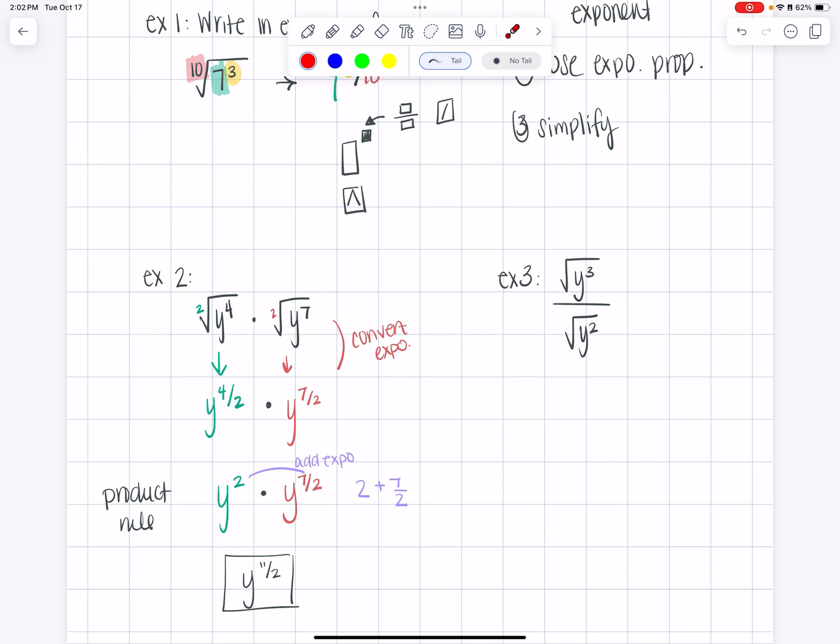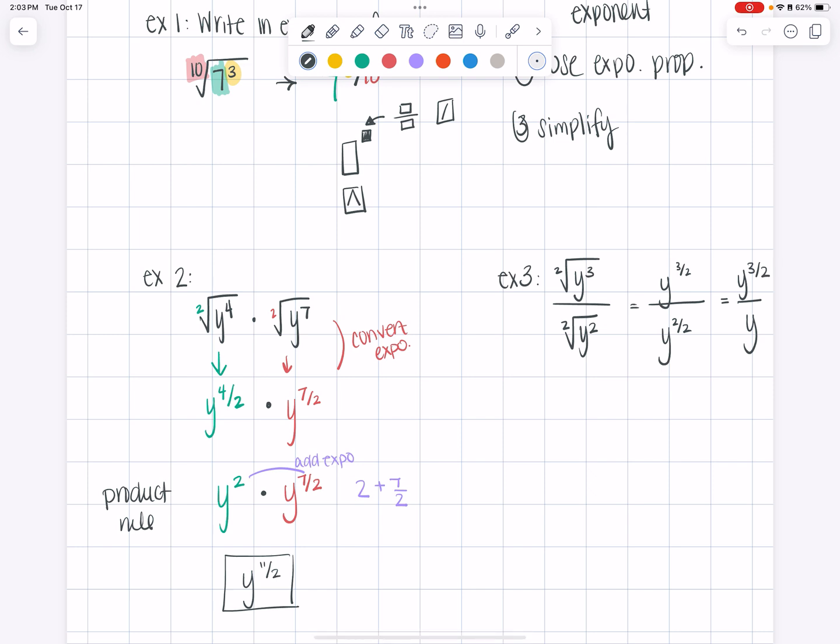All right, example 3. First thing I'm going to do, rewrite it in exponents. So I've got y to the 3 over 2. That's that top one. Y 2 over 2. That bottom 2 over 2 is going to give me y to the 1, or just y. So y to the 3 halves over y to the 1.